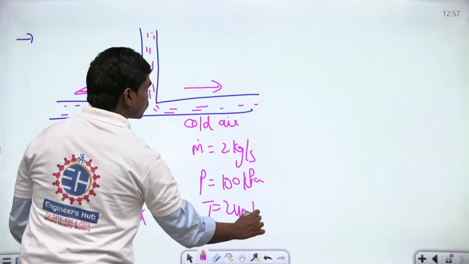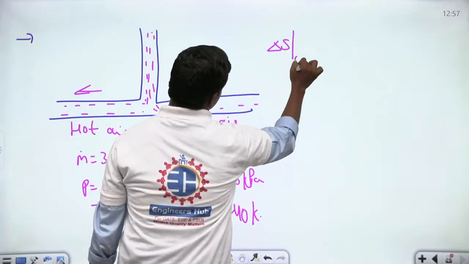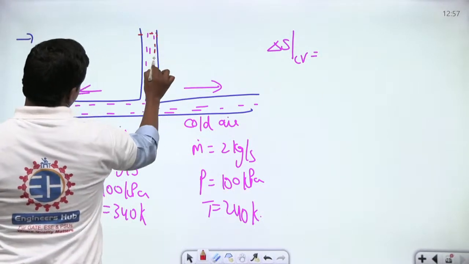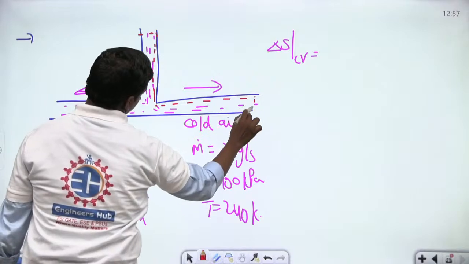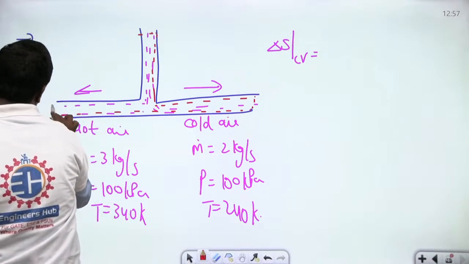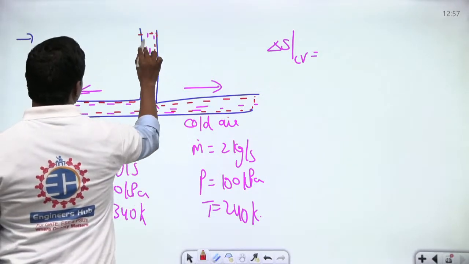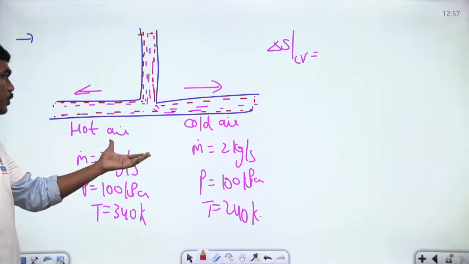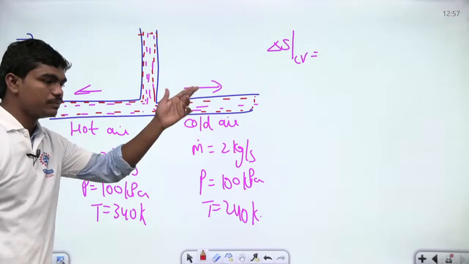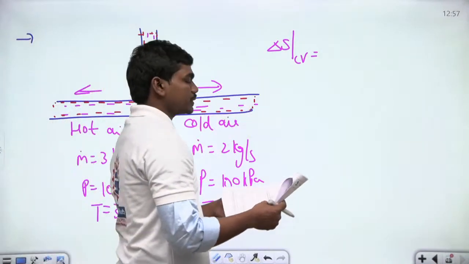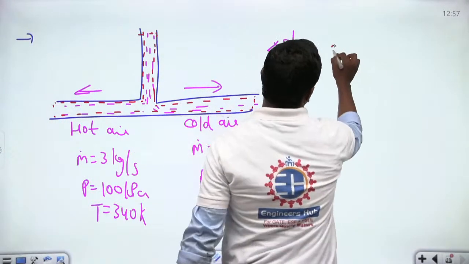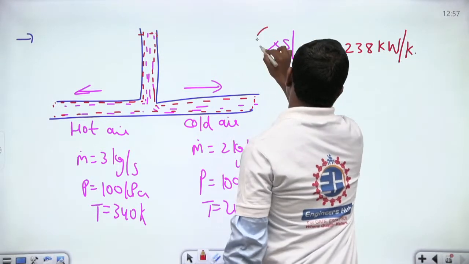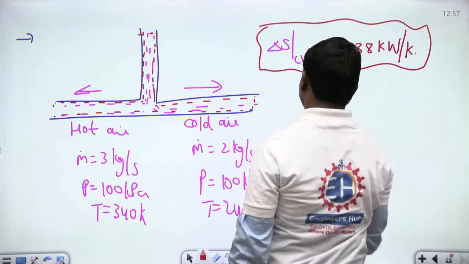They are asking you what is the total enthalpy change of this control volume. Correct. So you can take this as the control volume. Let me draw it for you. This is the control volume, and you can see that this stream is divided into two streams. You can find the enthalpy change of this stream and this cold stream individually, and if you sum up, you get the total enthalpy change of the control volume, and this is equal to 2.238 kilowatt per Kelvin. This is what we are getting generally.